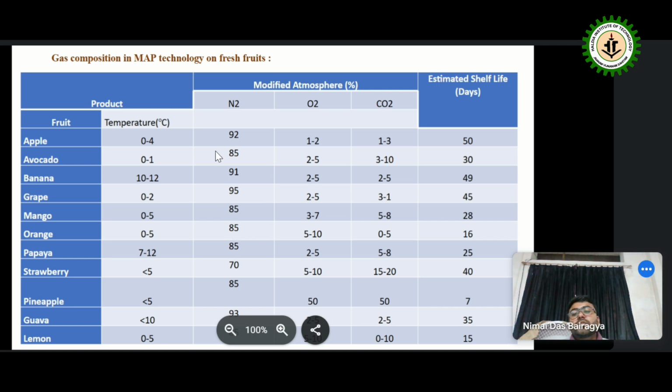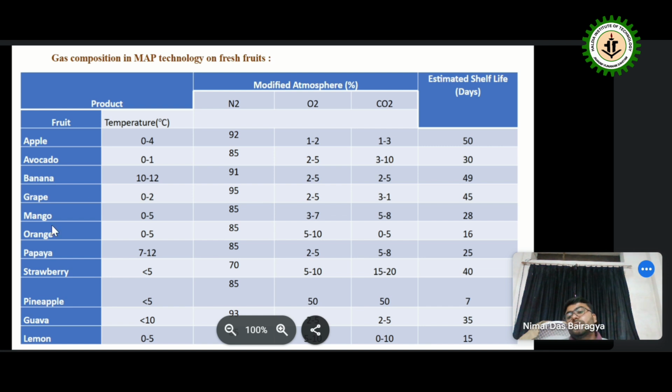So now for the fresh fruit products like apple. If we keep the apple at 0 to 4 degrees Celsius, with a gas combination of nitrogen 92%, oxygen 1 to 2%, and carbon dioxide 1 to 3%, then the shelf life will be extended up to 50 days. Like orange, if the temperature is 0 to 5 degrees and nitrogen is 85%, oxygen 5 to 10%, and carbon dioxide 0 to 5%, then the shelf life of orange will be 16 days.